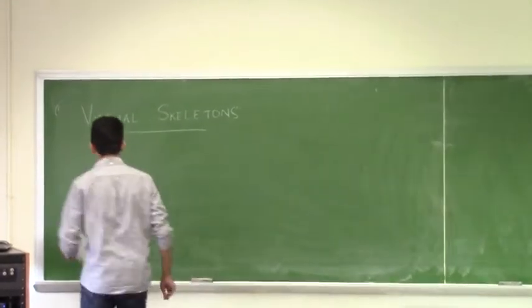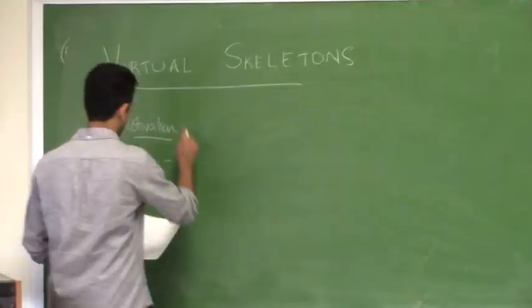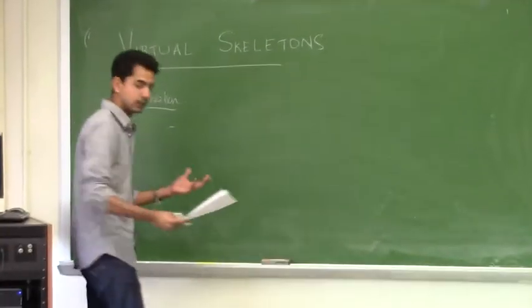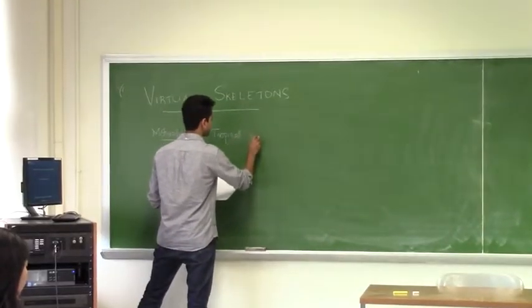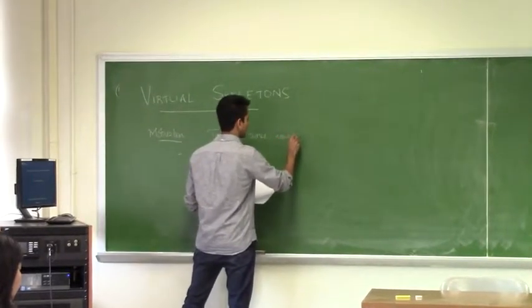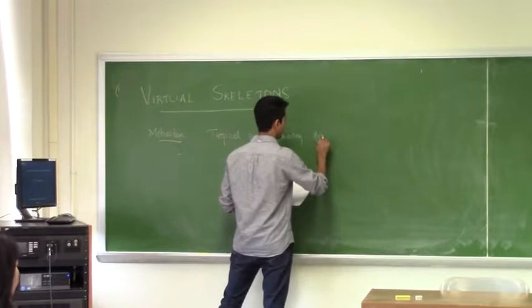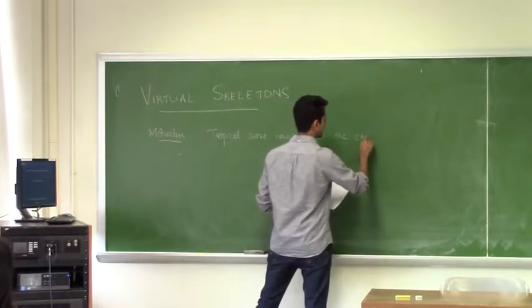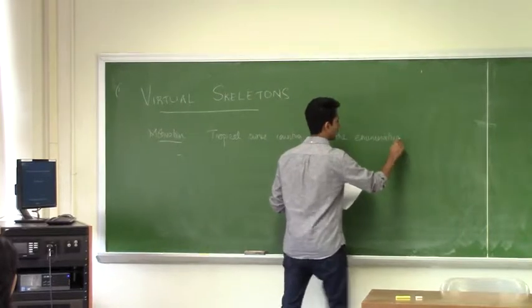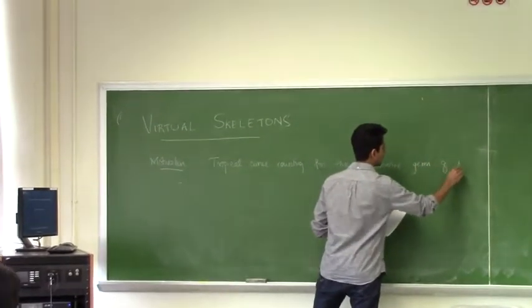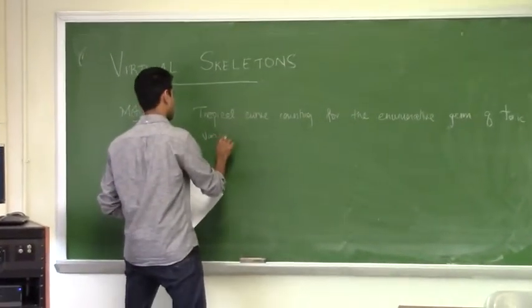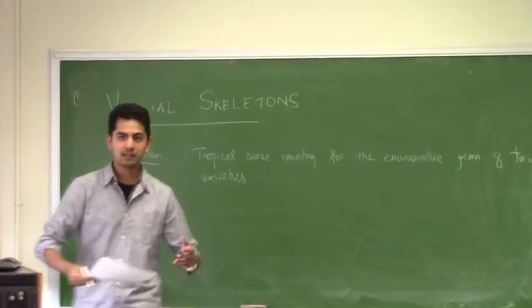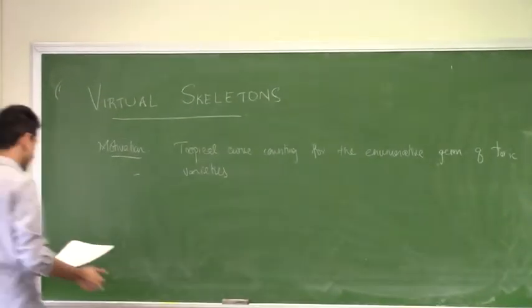Okay, so let me start with a little bit of motivation here. The motivation here is in enumerative geometry, and more specifically tropical curve counting techniques for the enumerative geometry of toric varieties. So I don't want to spend a great deal of time on the specifics of how these things work, but I'll give you a flavor.